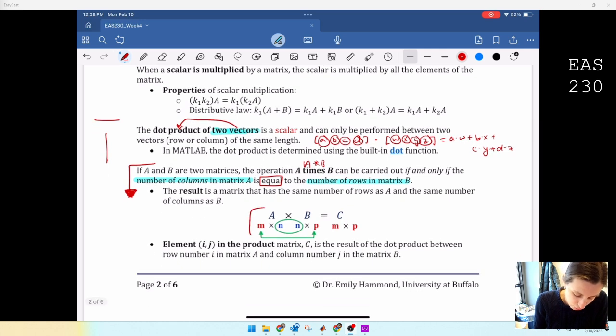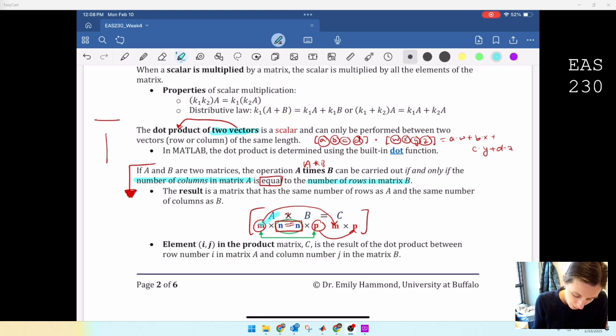So I like to use this picture here. If I take A times B to produce C, if A is an M by N matrix and B is an N by P matrix, then C is going to be an M by P. So note, we've got these inner dimensions here. Check to see if they're equal to each other. They are. So my result means that C is going to have the same number of rows as A, and C is going to have the same number of columns as B.